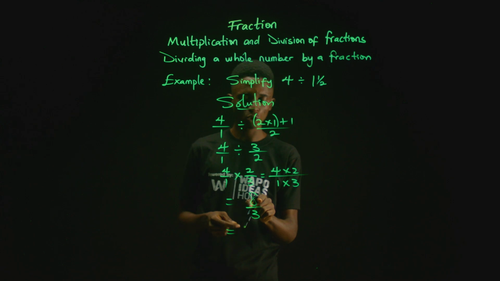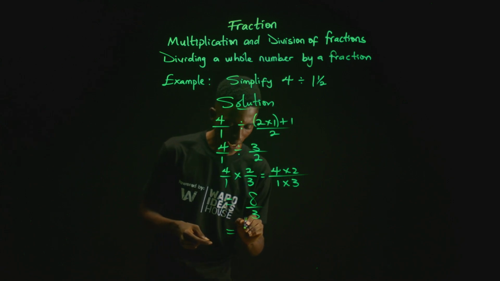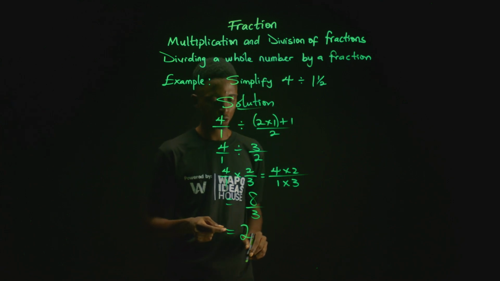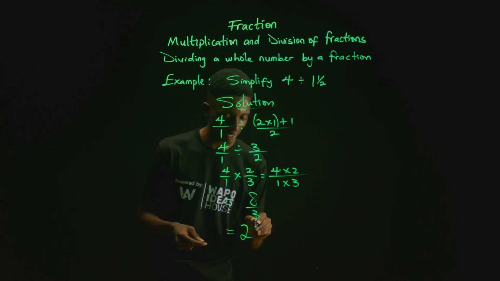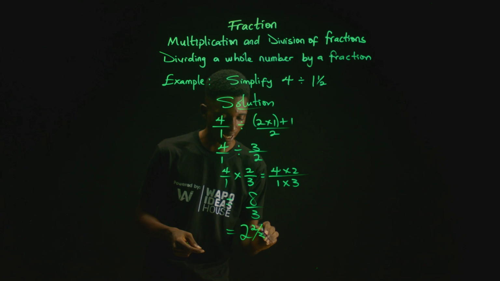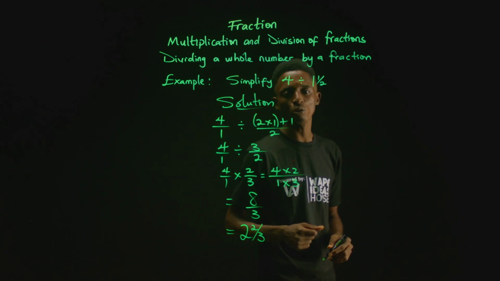And 3 would go in 8 twice, so giving us 2 whole number. And our remainder there is 2. So 2 whole number, 2/3. And that's the solution to the problem.